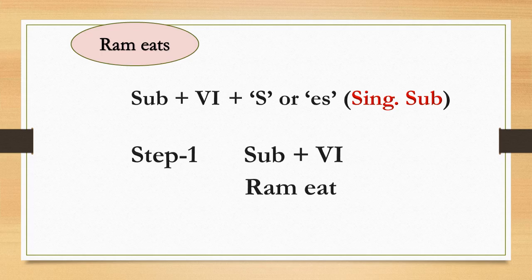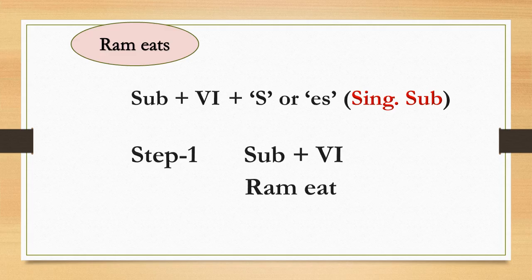Step 1, you have written Ram. According to the rules, according to the structure, I have written Ram in the subject, and then I have written the first form of the verb eat, and after that you have to add s or es. So before putting s or es, you have to follow the conditions. You always see whether your subject is singular or plural. Now I see that my subject Ram is a singular subject and I have to add s or es. Right now I am only talking about s.